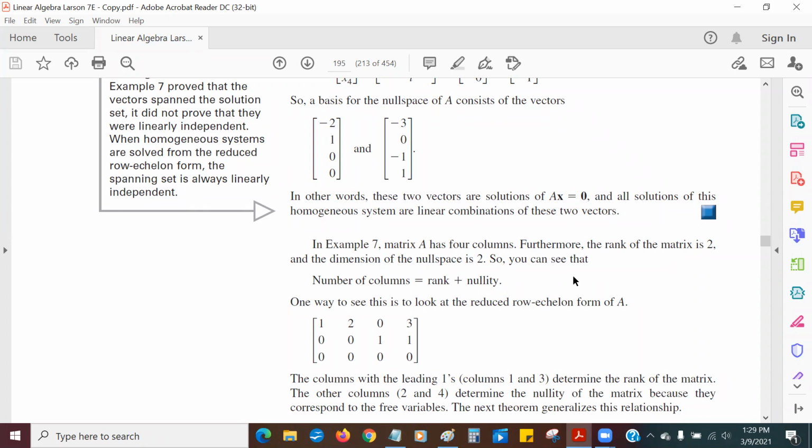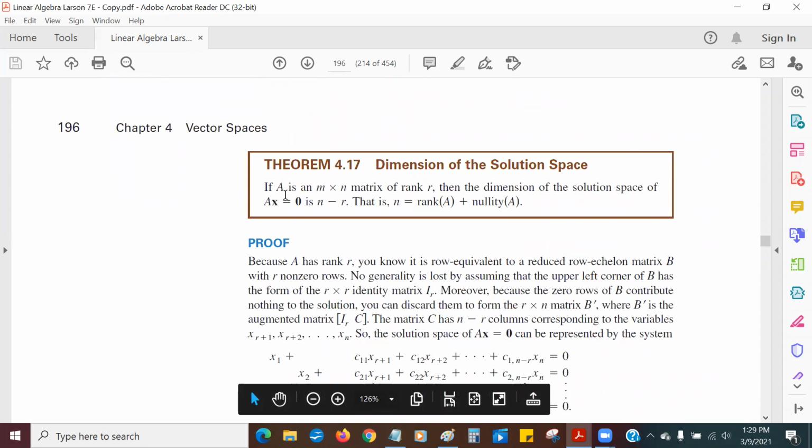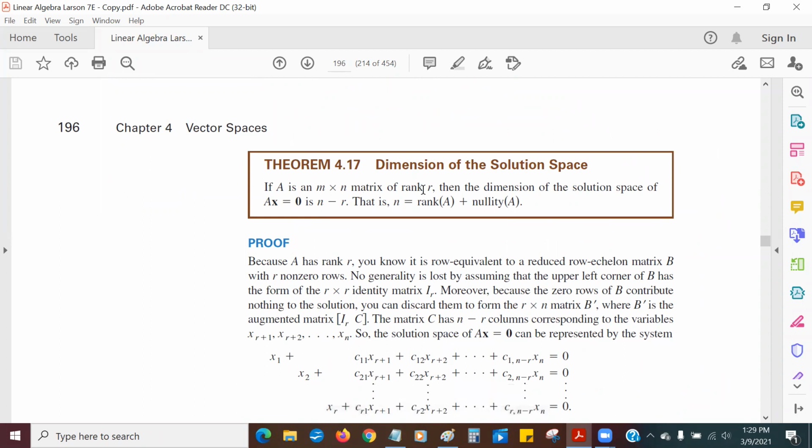And there's a famous drawing with that. The next theorem is just going to say officially that if A is an m by n matrix of rank r, then the dimension of the solution space of AX equals 0 is n minus r. In other words, n, the number of columns, is equal to the rank plus the nullity.